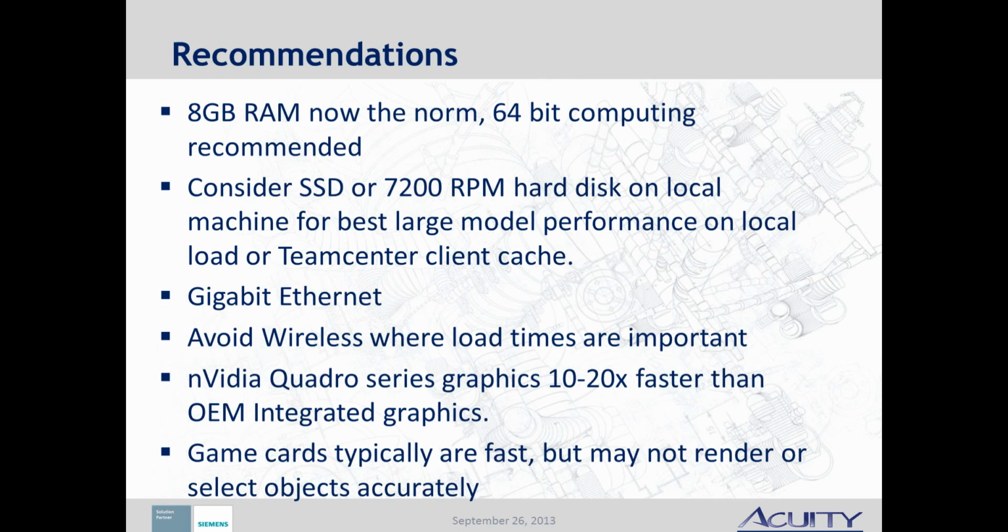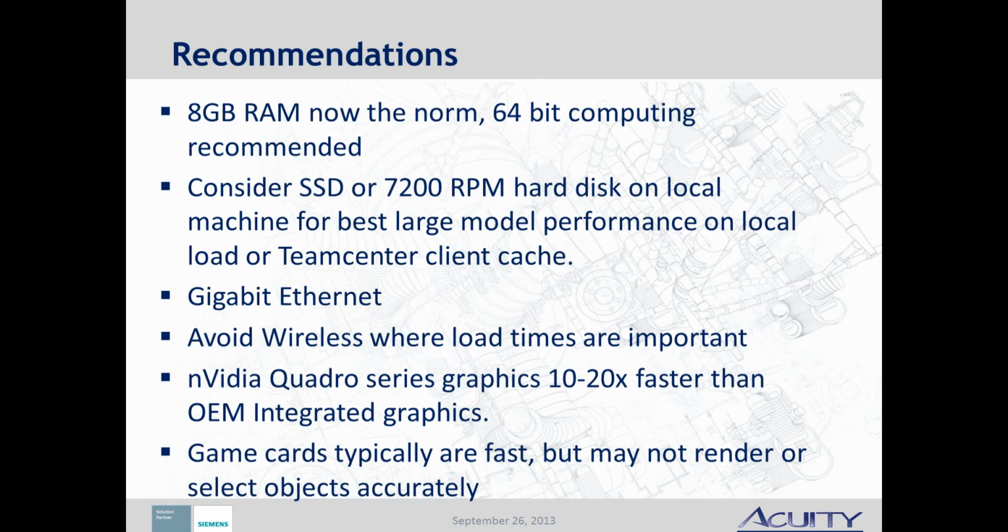Then the next thing is to consider a solid-state disk or high-speed 7200 RPM hard disk on your local machine for best large model performance when loading locally. Or if you're in the managed Teamcenter environment, the Teamcenter client cache is kept on the local machine. This can greatly speed loading large assemblies, as that stuff is cached locally on your hard disk.